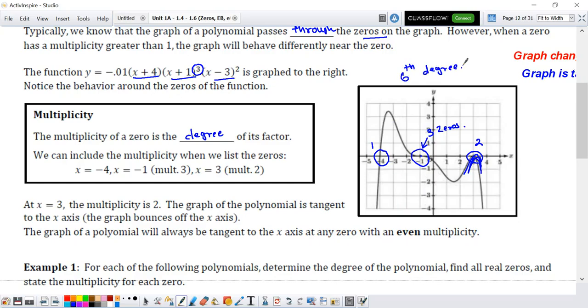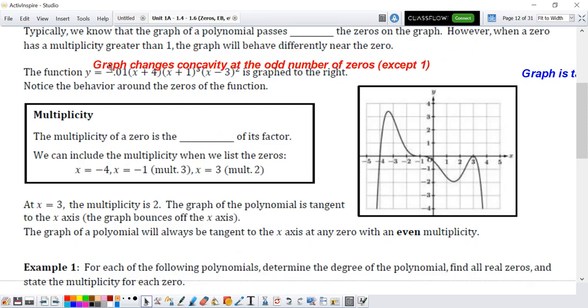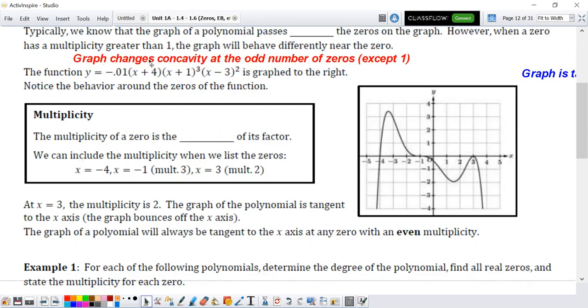So how do you know how many zeros there are? The general rule is: if the graph changes concavity, here you can see that the graph changes from concave up to concave down, then there is an odd number of zeros, except 1. This is where concavity doesn't change. So if concavity changes, that means there are at least 3 or 5 zeros.